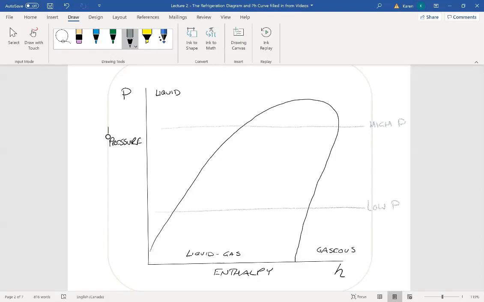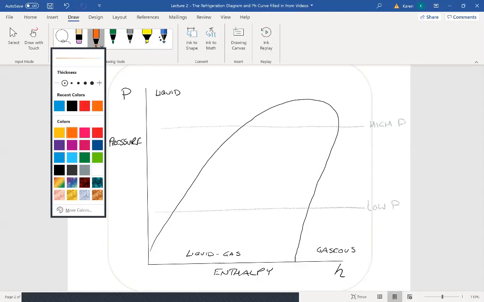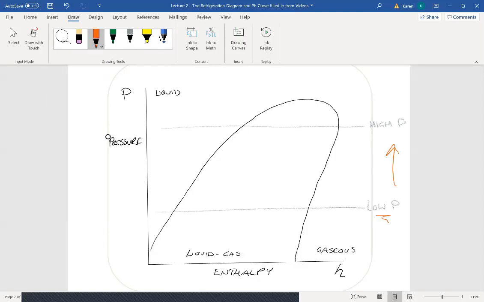And how do we get from low pressure to high pressure? Well, typically we get from low pressure to high pressure through a compressor. So now you know that a compressor is going to start down here at low and it's going to go up to high. So we must do this for a compressor.